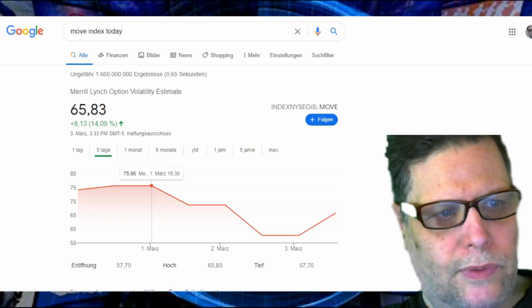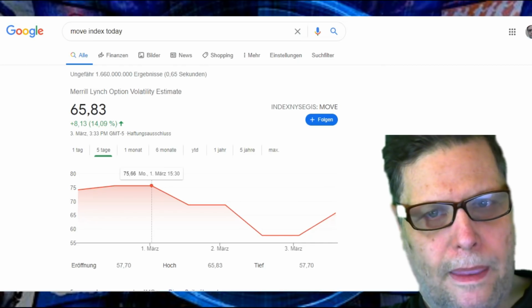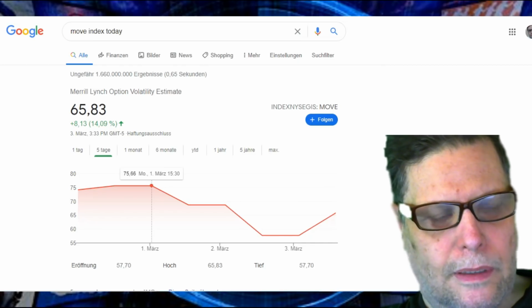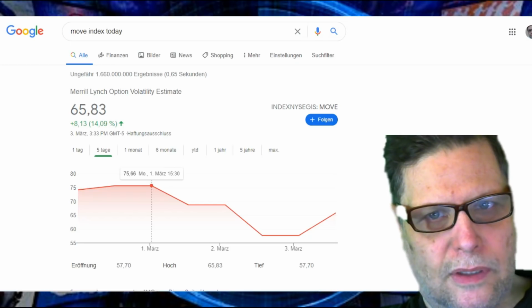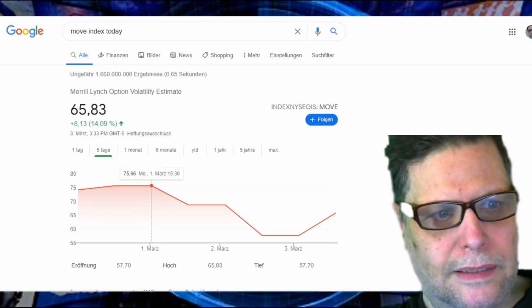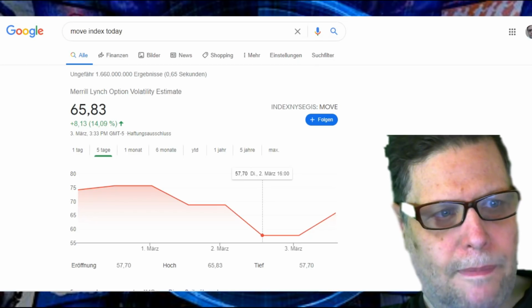Why do we watch the MOVE index? It's the credit markets. And I've stated before that the point of instability starts at 75. It doesn't really get unstable until the MOVE index gets up to like 150. That's when things are going nuts in the credit markets. But 75 is where it starts to become unstable. It made it up to 75, that marker. It went back down again to 57. Now today it's back up to 65.